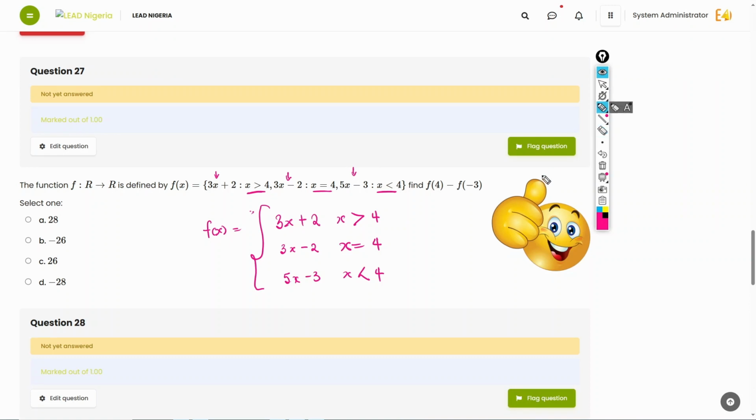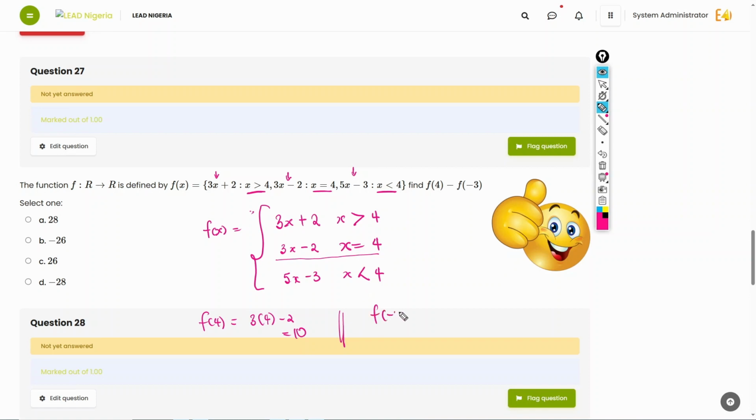So for this, we have f of 4. If I'm looking for f of 4, I have to use this, because that's where x is 4. So f of 4 will simply be 3 times 4 minus 2, which gives me 10. So f of 4 is 10.